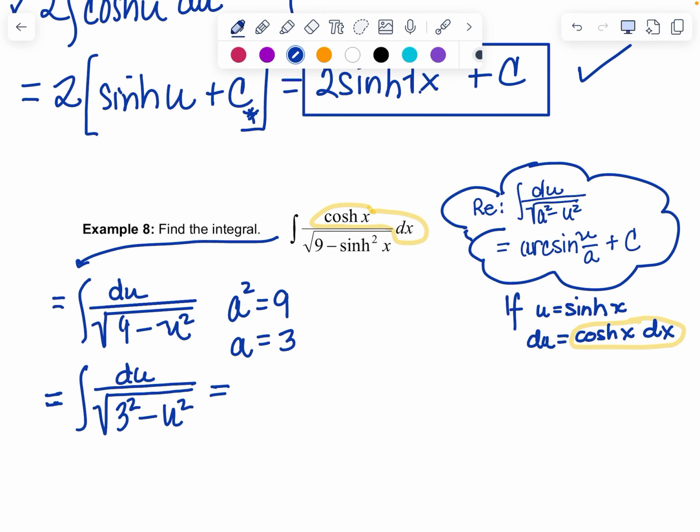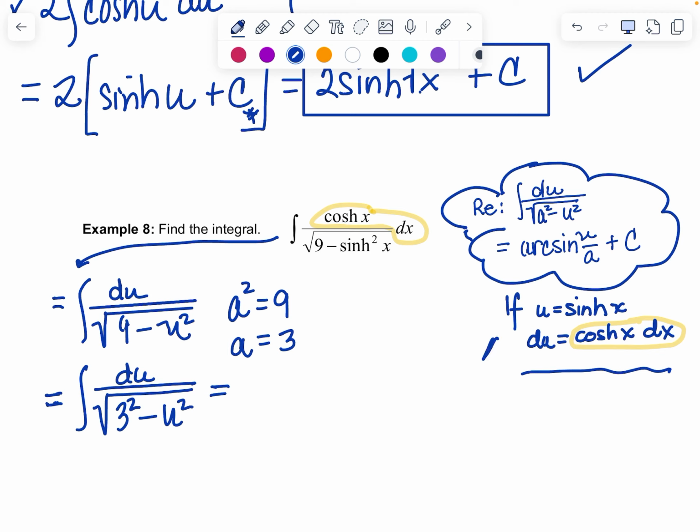Okay, the next one is going to use the inverse trig integral, where you have the integral of du over the square root of a squared minus u squared. And in this case, u is going to equal sinh x, and then du is equal to cosh x dx, okay? So we start off with this one, and we get our integral.